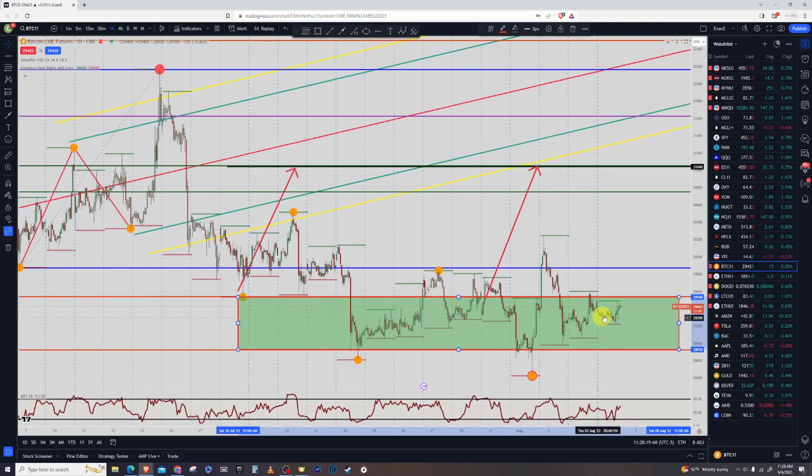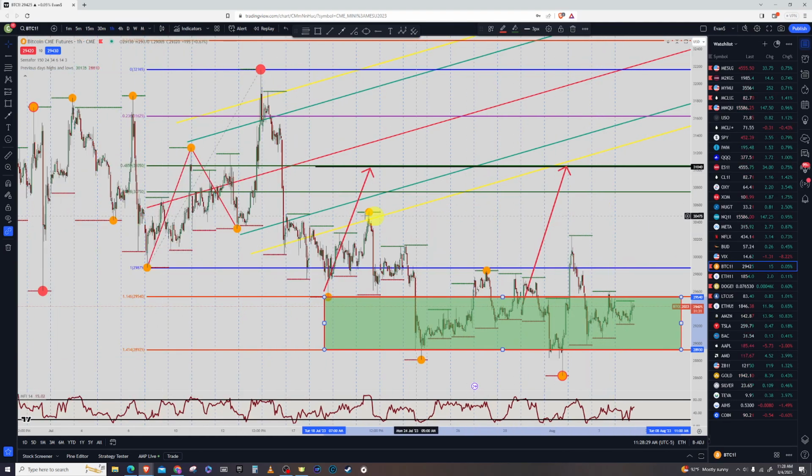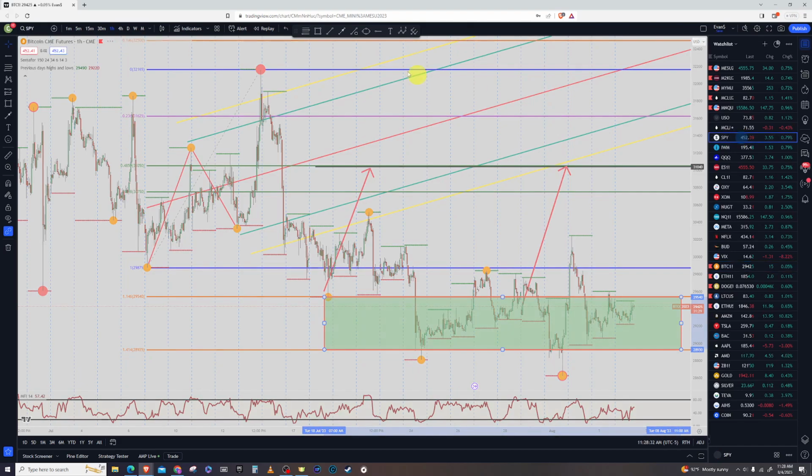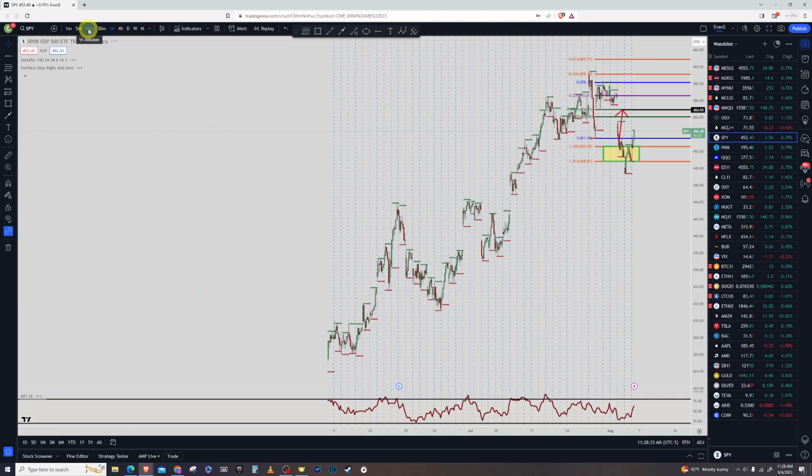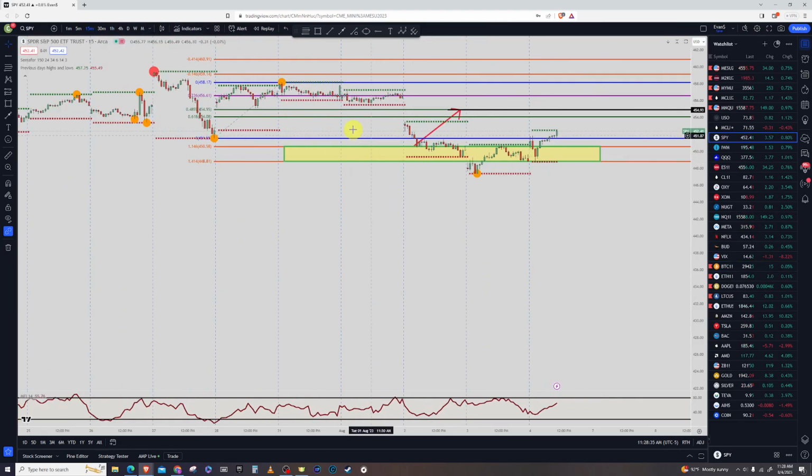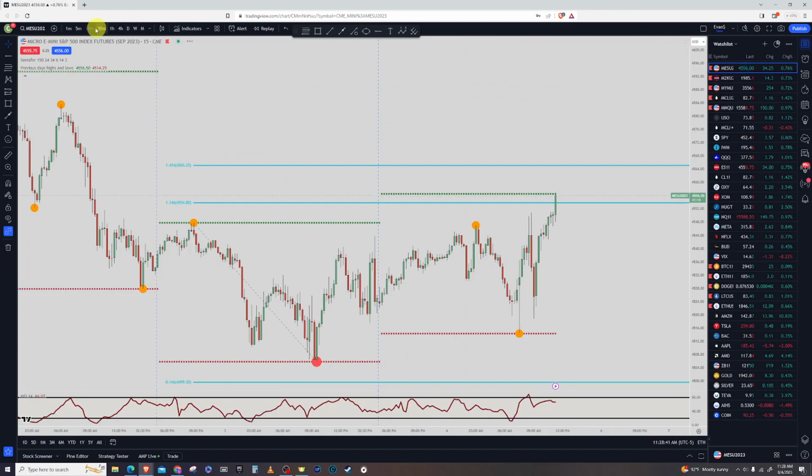So we're expecting a pop here in Bitcoin as well. It's currently at, what is that, 29,425, and we're looking at going up here to this black line, which is 31,040. So same setup as Bitcoin, as in it's in the hourly chart for the Bitcoin, and then in the Spiders S&P 500 ETF it's in the 15-minute chart.